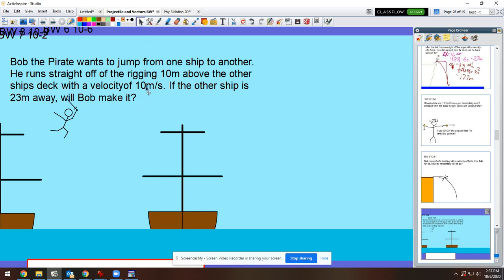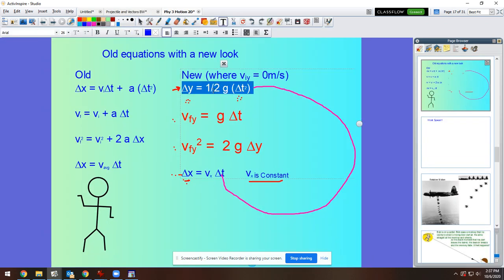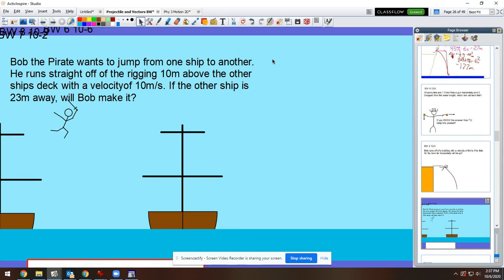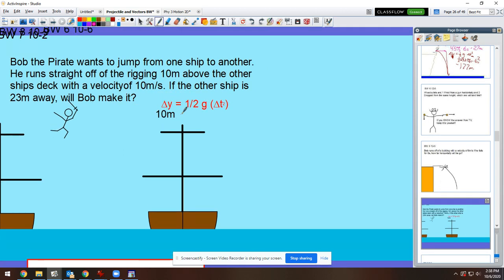So to do this, we need a couple equations. Let me sneak back here and steal this equation right here. Copy. So Bob is 10 meters above the deck. So right there, 10 meters. 10 meters equals half a g times t squared.